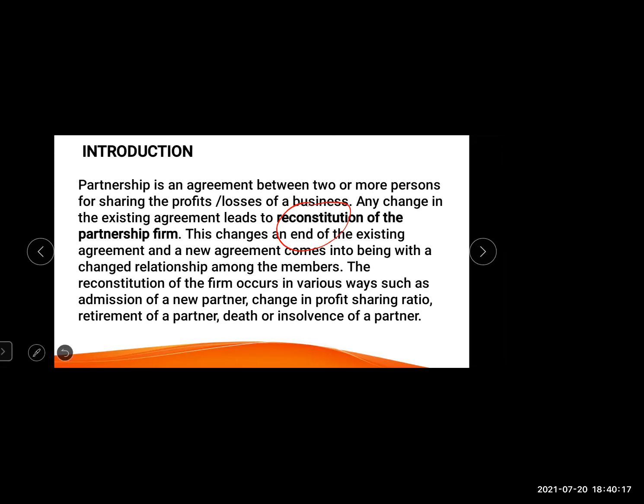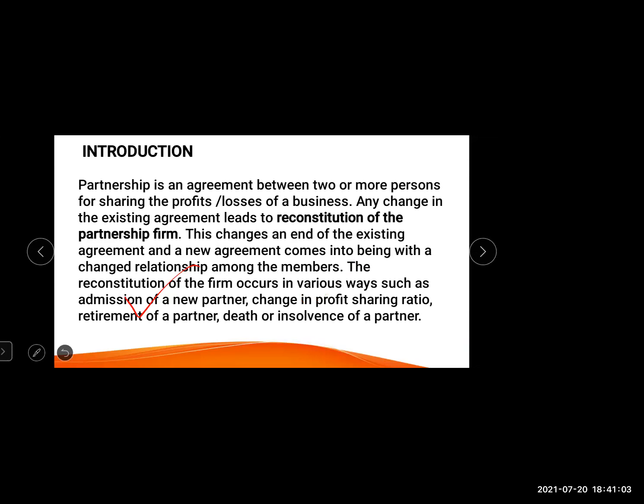Matlab something changes in that agreement because of some reason. Okay, wo change hota hai, maybe by admitting, ya to koi chhod ke ja raha hai. Let's say further that. The changes at the end of the existing agreement and a new agreement comes into being with a change in the relationship among the partners, matlab unka ratio change hota hai. The reconstitution of the firm occurs in various ways. Reconstitution kab hota hai? Kab hum agreement renew karte hain, kab new agreement banta hai: admission of the partner, jaisa maine abhi example bataya, A and B were the partners, C wanted to enter. New admit matlab koi new partner enter kar raha hai. Then change in profit sharing ratio.